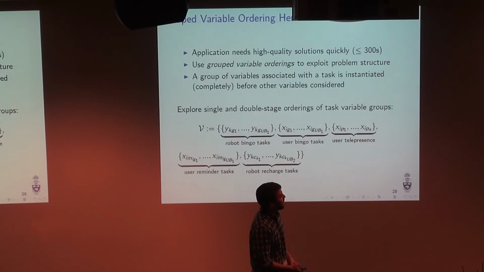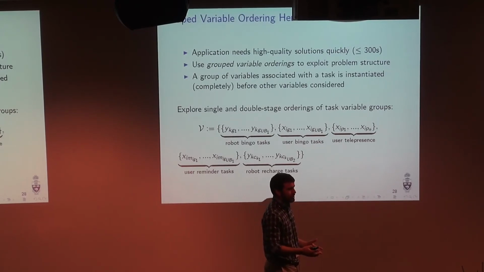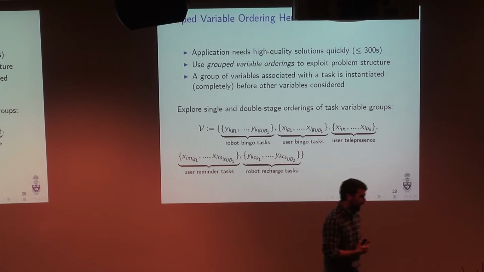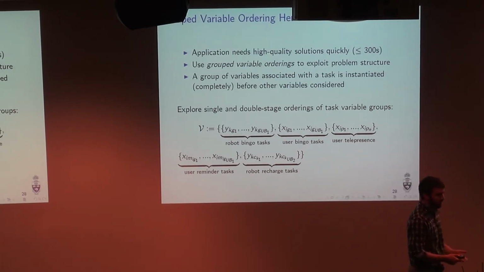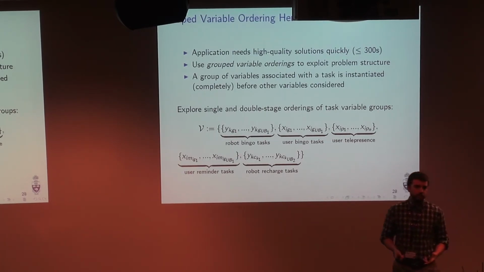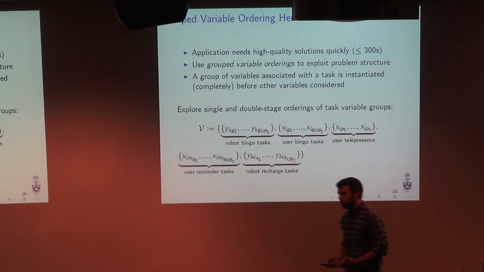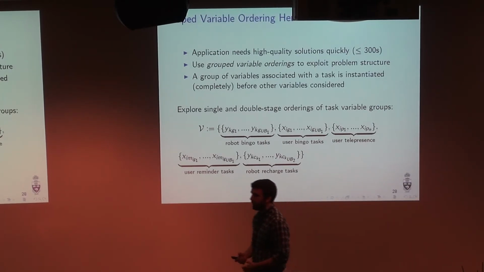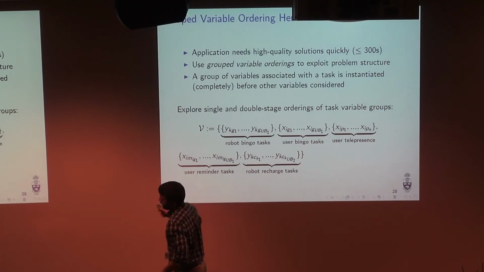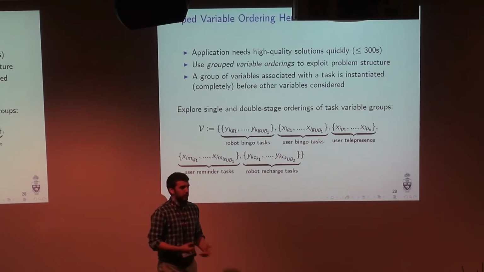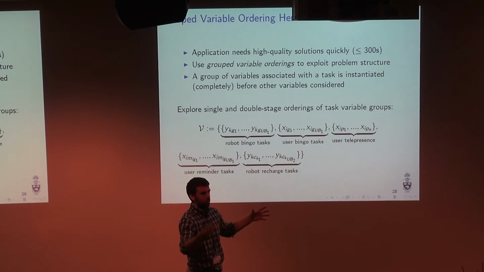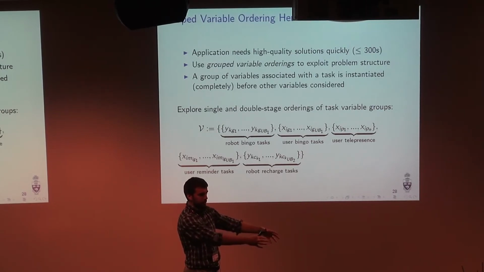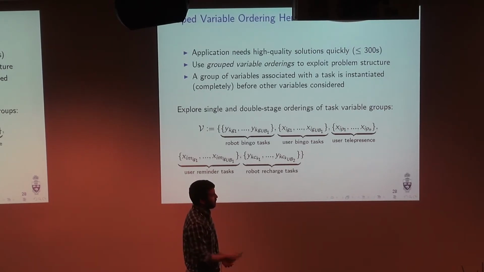As we continue on, in robotics applications, we need high quality solutions quickly. And unfortunately, I ran a few experiments with default CP, and it wasn't working too well. So I thought, well, are there actual structural components to this problem that we can take advantage of? And a natural way to do that is through variable ordering heuristics, right? So can I take a group of variables, instantiate values on them, and then solve the rest of the problem? And that's kind of what we're doing here.